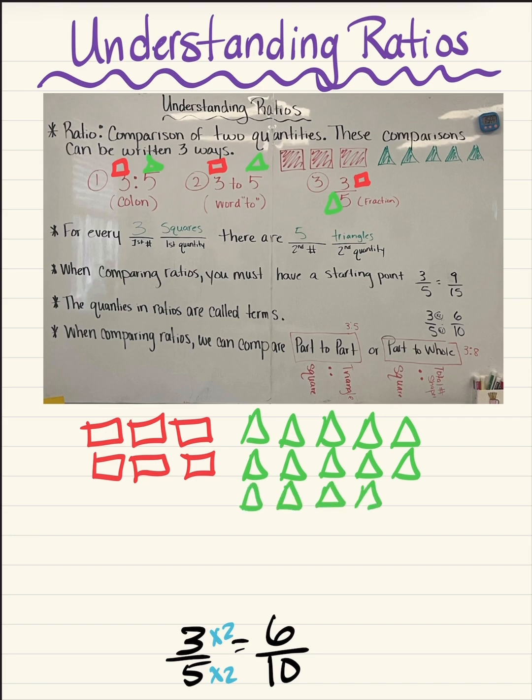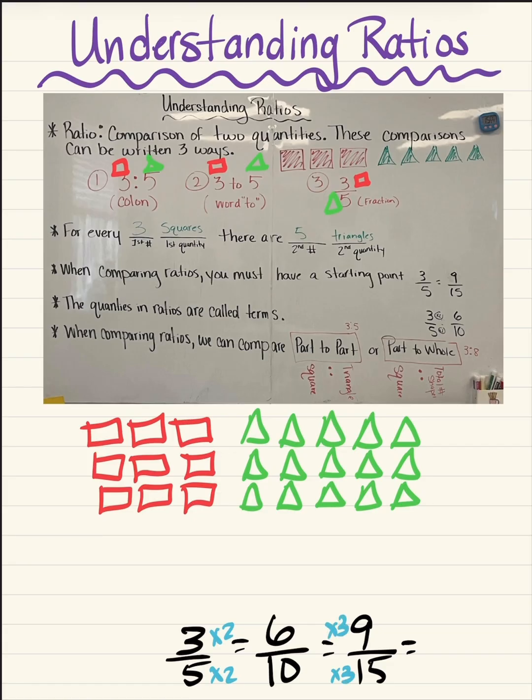If I have another 5 triangles, then that means I'm going to have a total of how many squares? Well, let's look at this mathematically. Because I know 5 times 3 is 15, whatever I do to the bottom, I have to do to the top. So I did 5 times 3 equals 15, so I have to do 3 times 3, which equals 9. Hopefully this is starting to make sense.